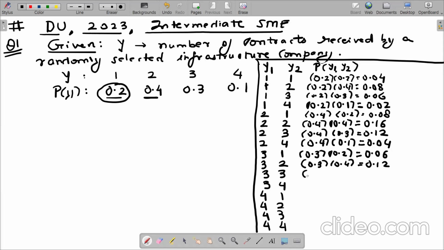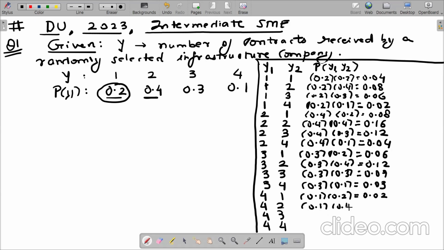3, 3 would mean 0.3 times 0.3, which is 0.09. 3, 4 means 0.3 times 0.1, which is 0.03. 4, 1 would mean 0.1 times 0.2, which is 0.02. 4, 2 would mean 0.1 times 0.4, which is 0.04. 4, 3 would mean 0.1 times 0.3, which is 0.03. 4, 4 would mean 0.1 times 0.1, which is 0.01.